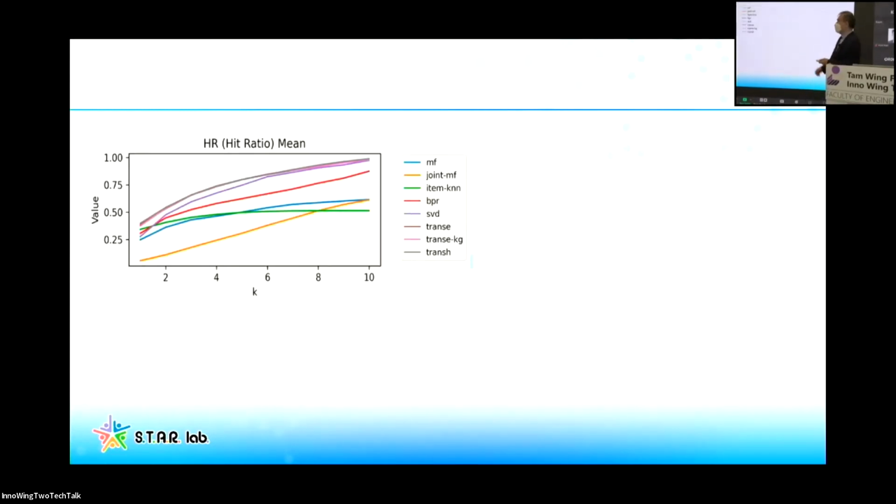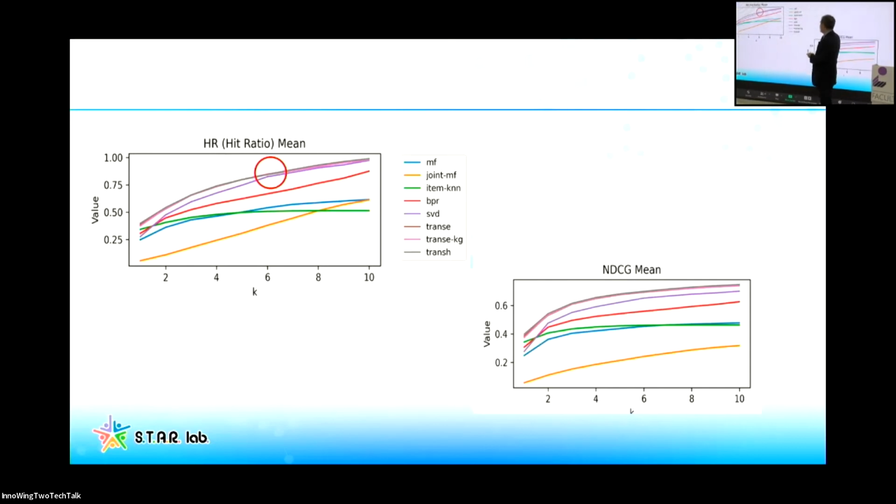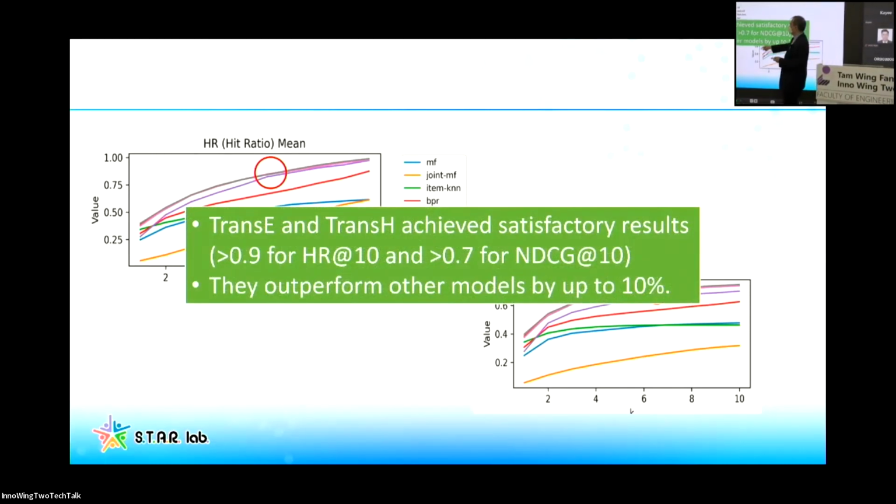Here I just want to give you some brief figures. The different colors of lines represent different kinds of recommendation methods, and we measure the hit ratio. We find that the best performing recommender systems are based on TransE and TransH. The main summary here is that these two methods, which are meta path based recommender methods, achieve satisfactory results, with up to 10% improvement over other methods that don't use meta paths. So these experiments show that meta path based methods are indeed able to provide better recommendation quality than other recommender system methods.